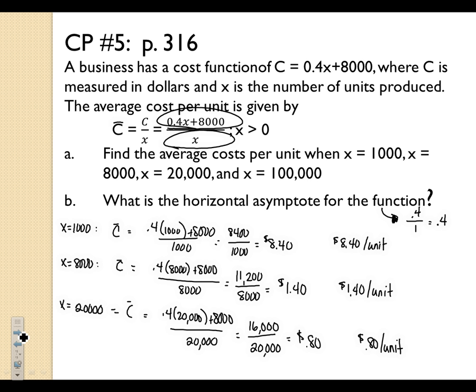Now what does this indicate? This indicates C bar has a horizontal asymptote of y equals 0.4. Okay, so in other words, as the units produced increase, the average cost is going to get closer to 40 cents. So if we kept upping the amount of things produced, we would get closer and closer and closer to 40 cents. Okay, so we are heading toward 40 cents per unit.